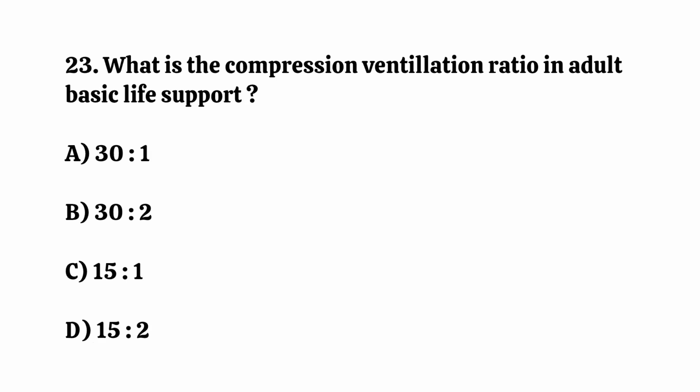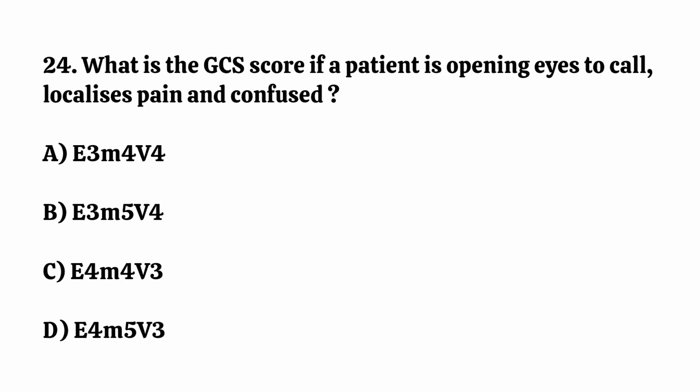Next, what is the compression ventilation ratio in adult basic life support? A. 30 is to 1, B. 30 is to 2, C. 15 is to 1, D. 15 is to 2. The answer is option B. 30 is to 2.